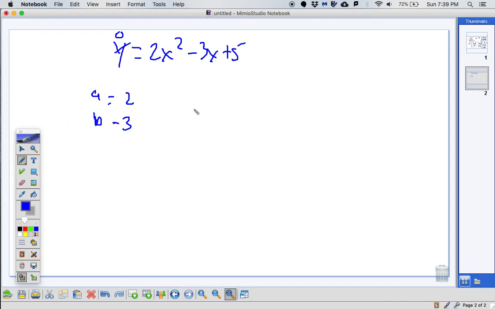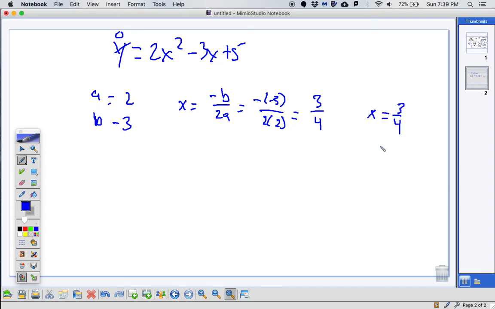And I'm going to plug it in here, so we know that x is equal to the opposite of b over 2a. So it's the opposite, in this case b is negative 3, all over 2 times a, which is 2. Negative negative becomes positive, so this is 3 over, and 2 times 2 is 4. So our axis of symmetry is x is equal to 3/4.